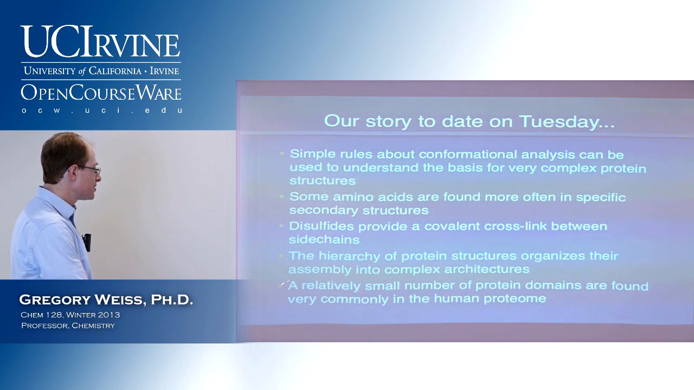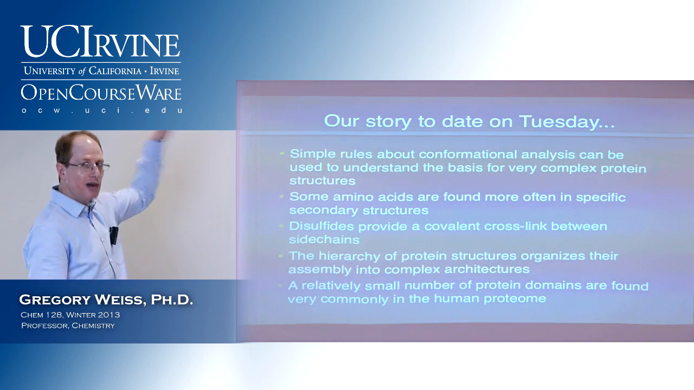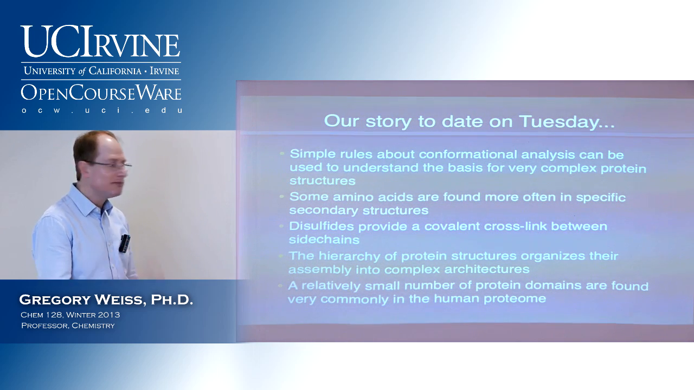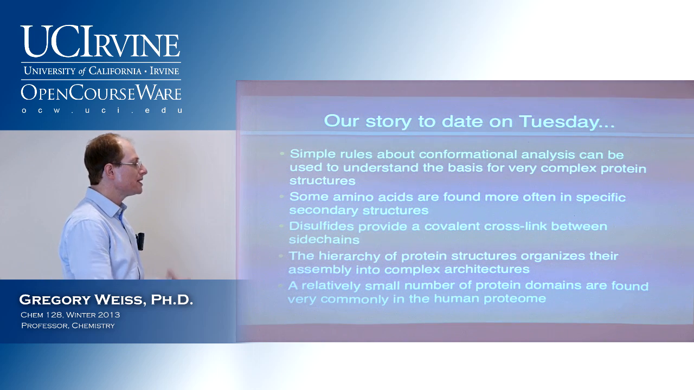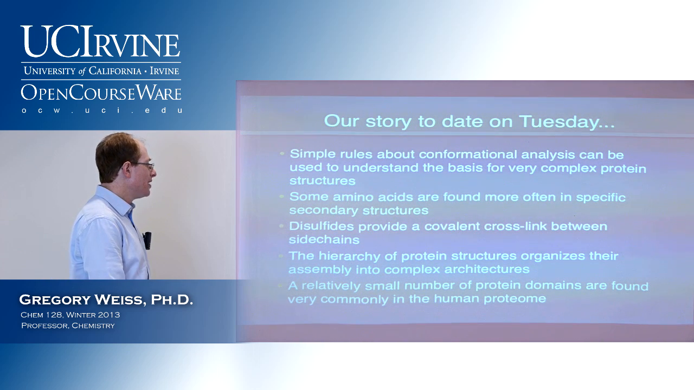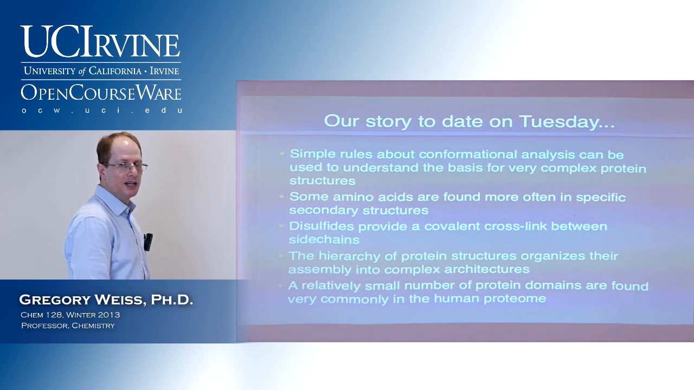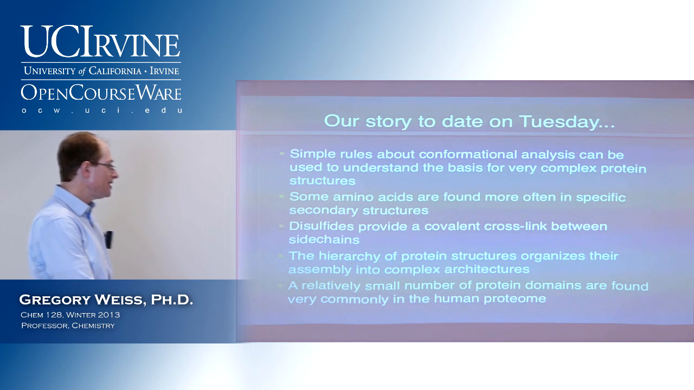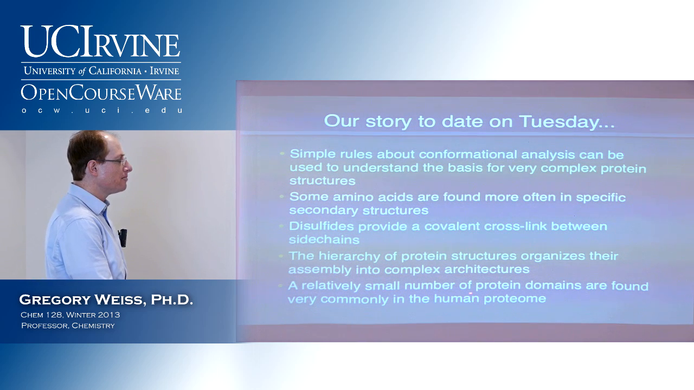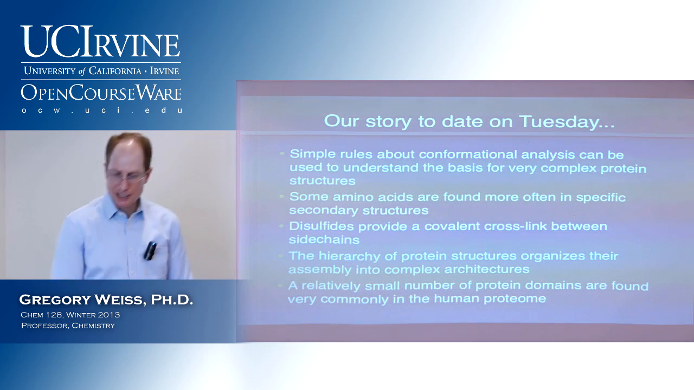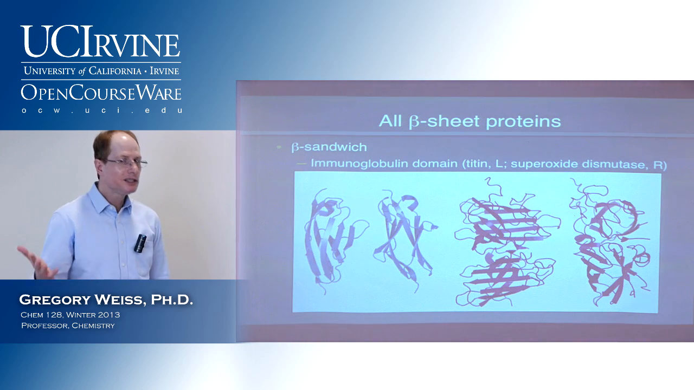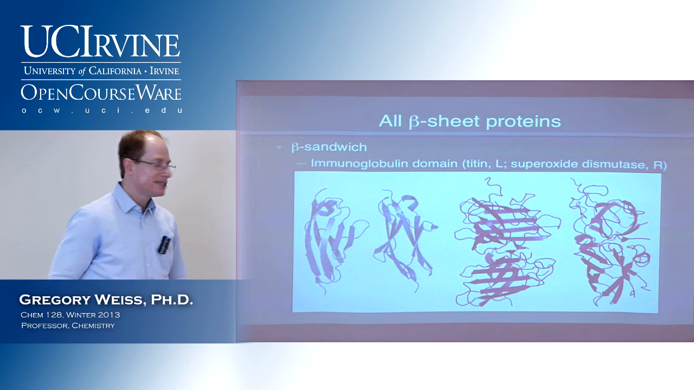The next topic we discussed was this hierarchy of protein structures, from primary structure to secondary structure to domains to tertiary structure to assemblies, etc. This helps us organize our thinking as these assemble into complex architectures. So we're going to be making reference to this as we start talking about enzymes. And then we ended with the concept that a relatively small number of protein domains are found very commonly in the human proteome. Now, the truth is, I didn't finish the discussion of this, so I need to pick up very briefly with a little bit more about protein structure, and then again, we're on to enzymes.